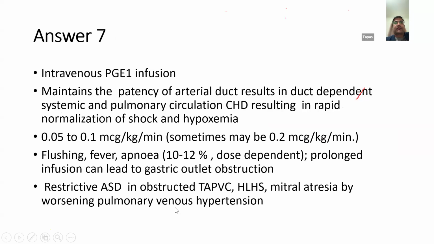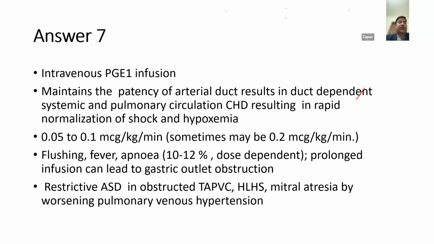So this is IV PGE1 infusion. It basically maintains the patency of the arterial duct in babies with duct dependent systemic and pulmonary circulation. Also, it is used in babies with severe PPHN when there is RV dysfunction which is not responding to milrinone and inotropes. So you try to open the ductus arteriosus so that the RV pressure gets decompressed into the systemic circulation. So this is one of the uses of PGE1 in babies with PPHN also.